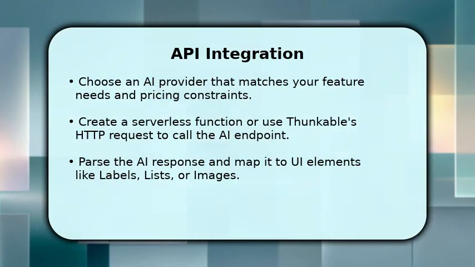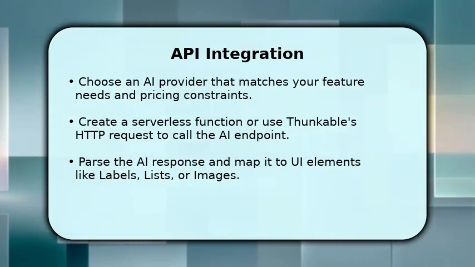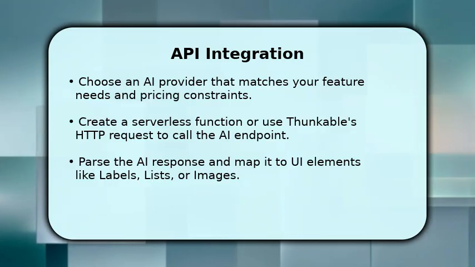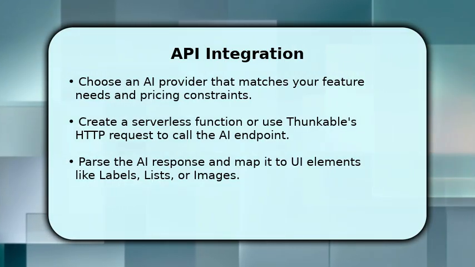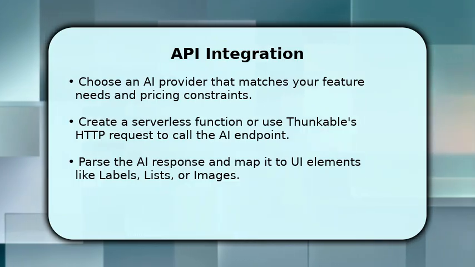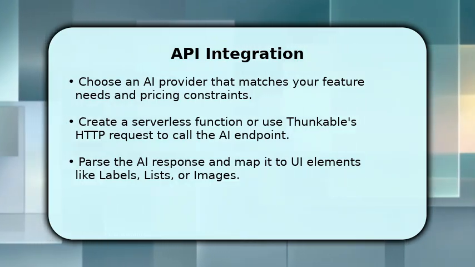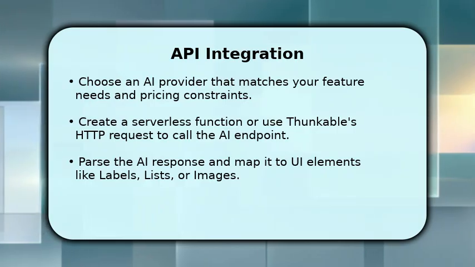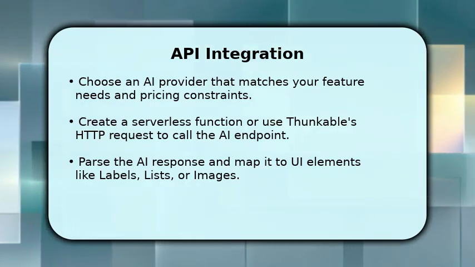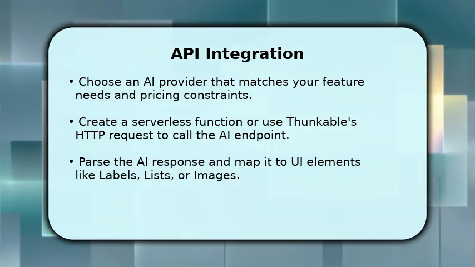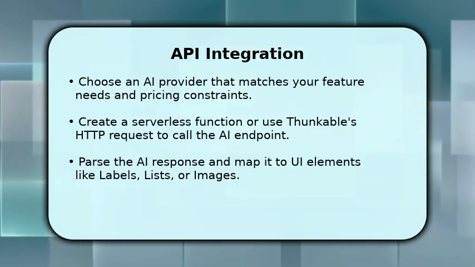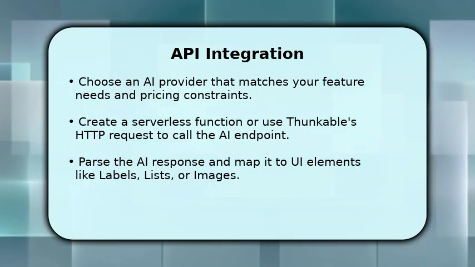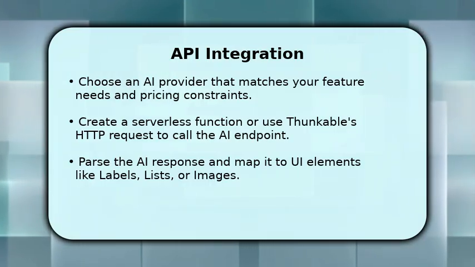Start by selecting an AI provider that fits your feature needs and budget, then obtain an API key. In Thunkable, use the HTTP component or a serverless function to format requests with headers and JSON body. Test with simple prompts to verify responses, then parse the return JSON and update labels, lists, or images. Keep API calls under control to manage costs and ensure responsive user experience on mobile devices.